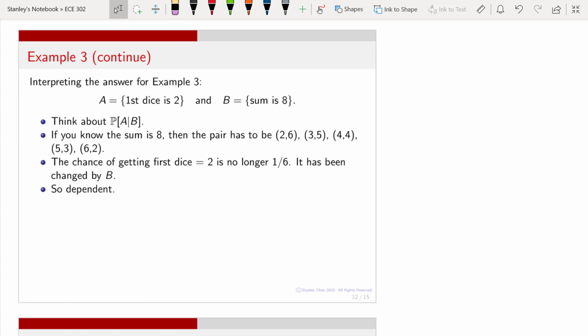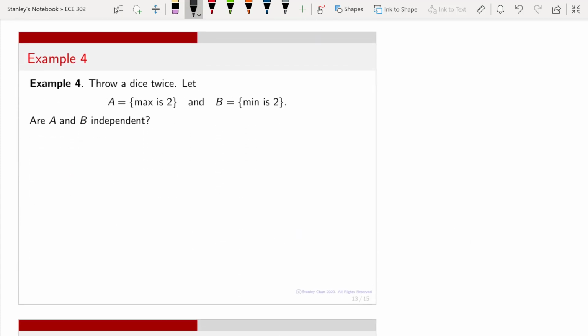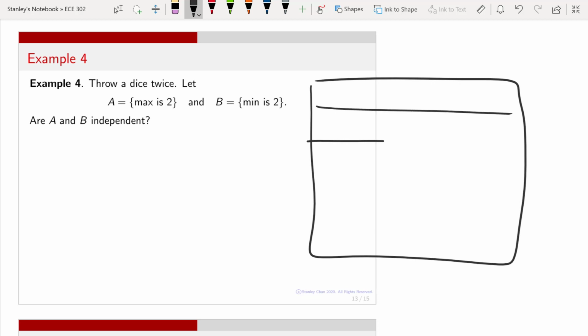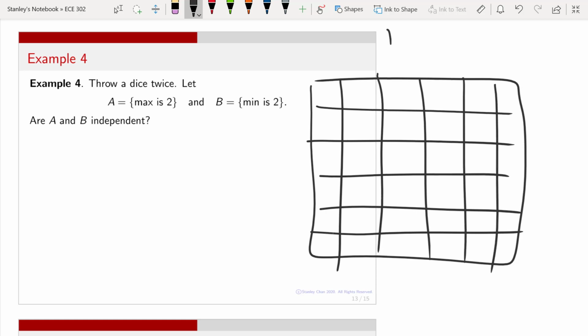So here is just some additional notes that you can read. And then let us work on example number 4. Here we have event A where the maximum is 2, and then B that the minimum is 2. So we are going to draw a diagram that contains 6 rows and 6 columns. So this is the first dice, and then here is the second dice.